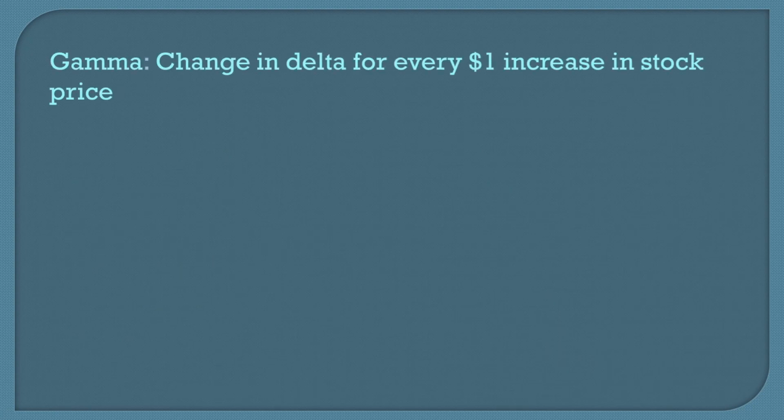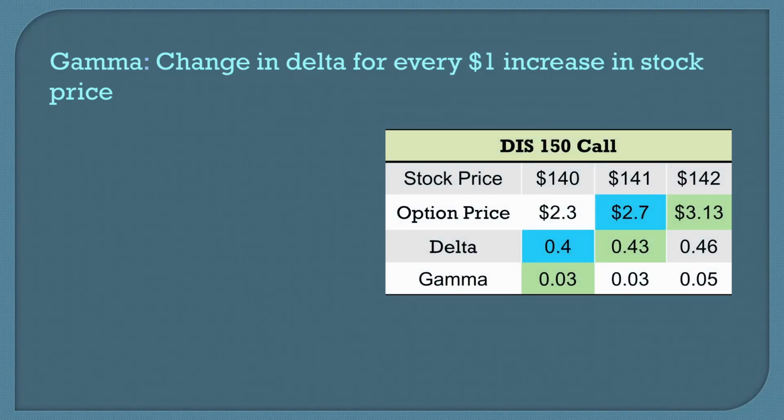Gamma is the change in delta for every $1 increase in the stock price. Let's take a look at an example of how this works. Using Disney as an example again, you purchase a 150 call for Disney when the stock price for Disney is $140. You bought the call at $2.30 and delta is 0.4, while gamma is 0.03. When the stock price for Disney increases by a dollar to $141, your option price is now $2.70 because delta was 0.4. And the new delta is now 0.43. The increase of 0.03 comes from gamma.